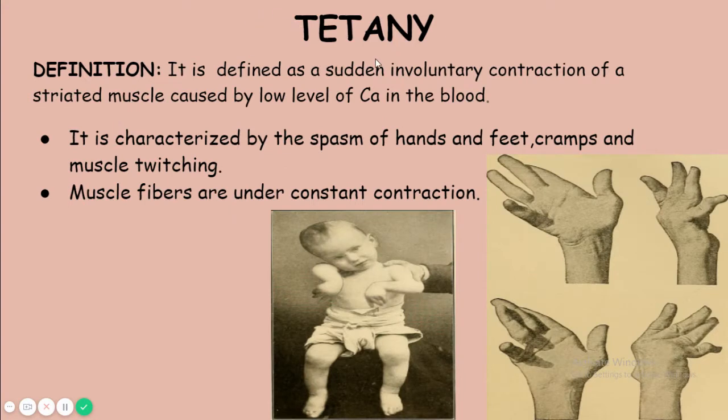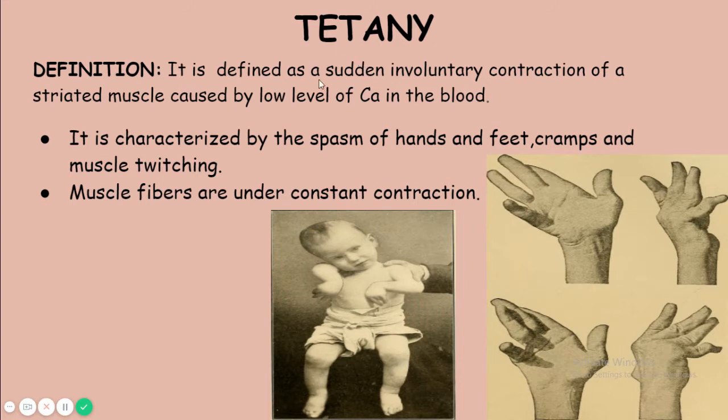Let's talk about tetany. What is tetany? Tetany is defined as a sudden involuntary contraction of a striated muscle caused by a low level of calcium in the blood. A low level of calcium in the blood is also called hypocalcemia. Hypocalcemia leads to excessive activation of the neuromuscular pathway, and causes sudden involuntary contractions of a striated muscle.